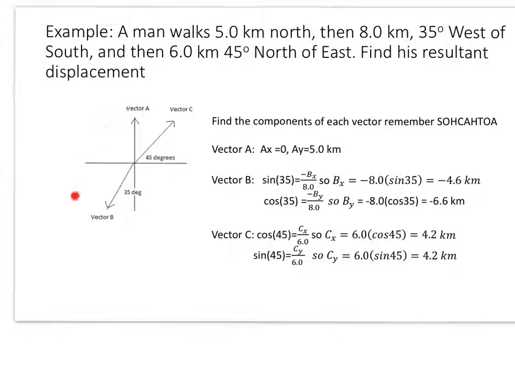Okay, so I've got the vectors right here, drawn out on the xy coordinate system. Here's vector A, acting in the northerly direction. Then this one I'm calling vector B, which is 8 kilometers, 35 degrees west of south. Here's south, so this angle in here is 35 degrees. And then finally, the third one, which is 6 kilometers, 45 degrees north of east. So this angle in here is 45 degrees.